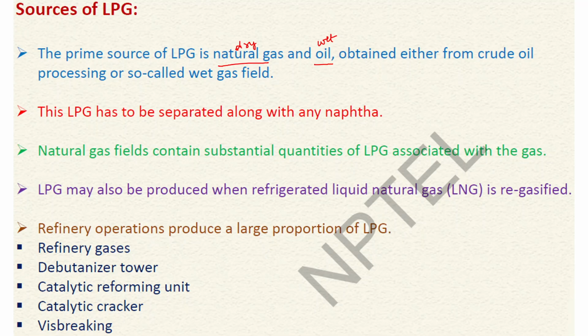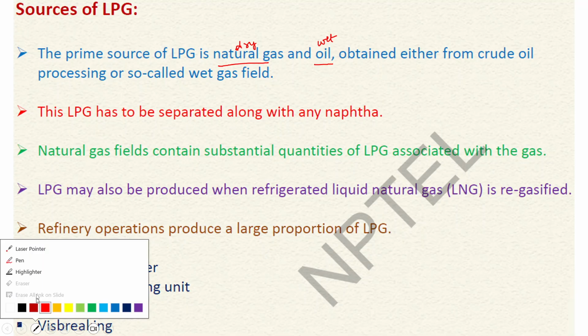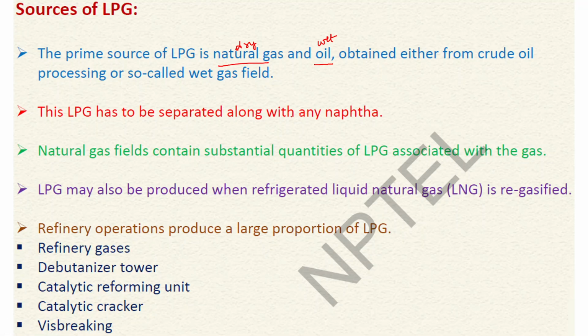This LPG has to be separated along with any naphtha. During the distillation procedure from the crude oil, as I told, from the overheads we get LPG, and the cut after LPG is the naphtha. So there may sometimes be a mixture of naphtha and LPG separated out. It is very difficult to separate two cuts completely from each other. So if there is some amount of naphtha also present in LPG, that needs to be separated.